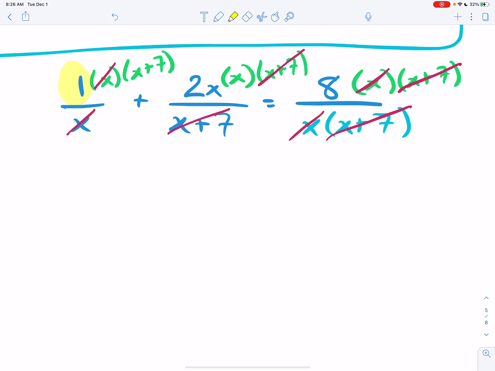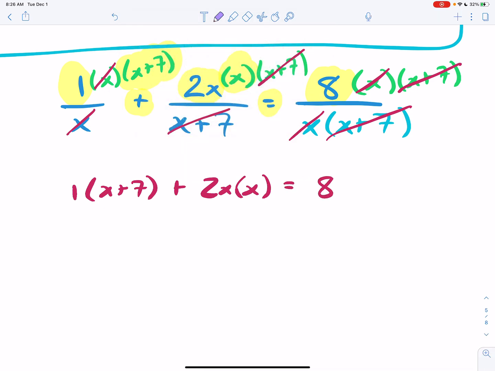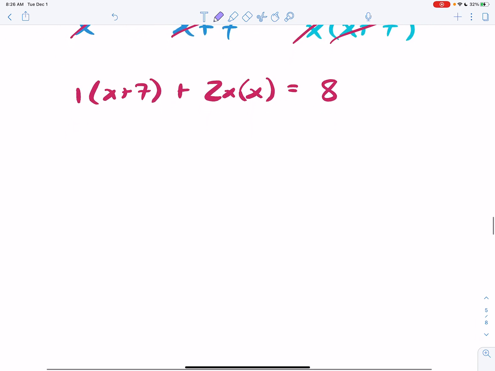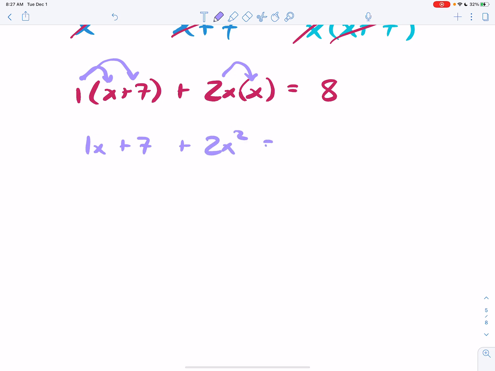You guys should too. I have a 1 times the x plus 7 plus a 2x times x equals 8. So let me write that out for you guys. That's 1 times x plus 7 plus 2x times x equals 8. All right. So if I clean this up here, I'll get 1x plus 7 plus 2x squared equals 8. Okay?